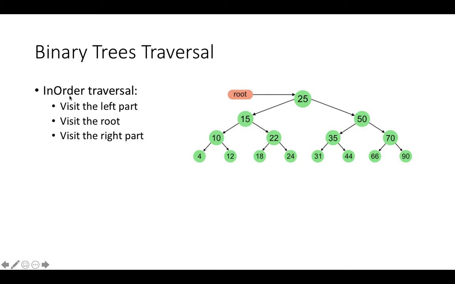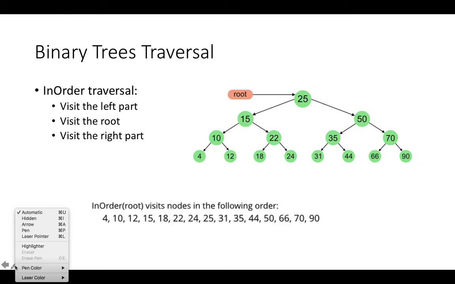In this InOrder traversal, we visit first the left part of the tree, and then the root, and then the right part of the tree. And the same for the left part. So to visit the left part, first we visit the left part, and then the root, and then the right part. For this part, first we visit the left node, and then the root, and then the right node. So if we want to see how the order will be in the InOrder, let's try.